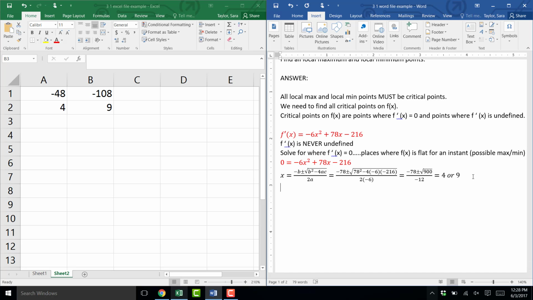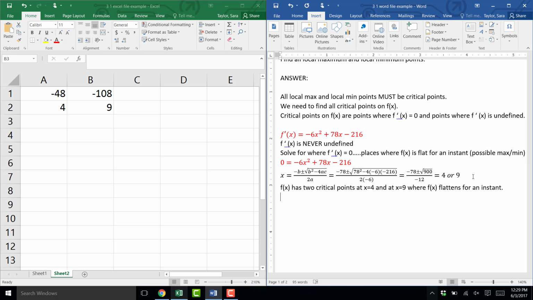I did my calculation, I showed my work. Now I'm going to actually write a sentence to explain what I just learned. What I just learned is that f of x has two critical points at x equals 4 and at x equals 9, where f of x flattens for an instant.